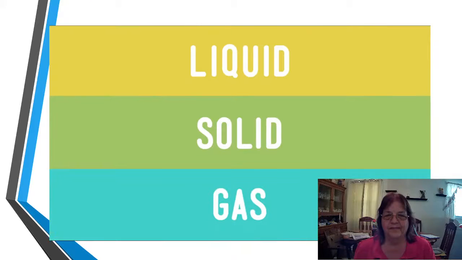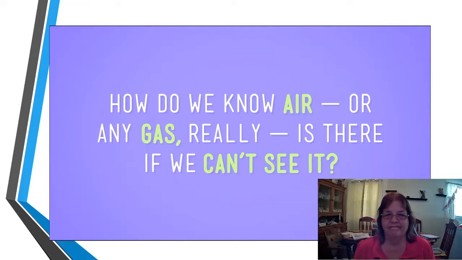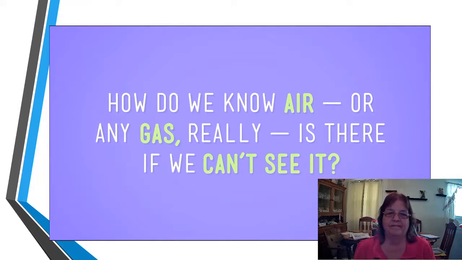Now, you know what's weird? Sometimes matter can't be seen or felt, but it's there. Like the air we breathe. Air is an example of gas, the third main state of matter. And I probably know what you're thinking. How do we know air, or any gas really, is there if we can't see it? Well, we can prove it by doing an experiment. Science.